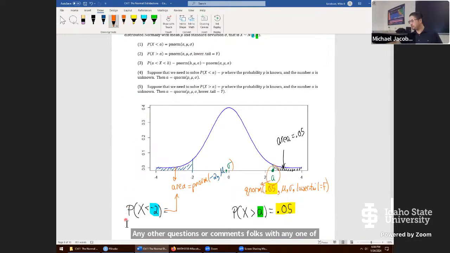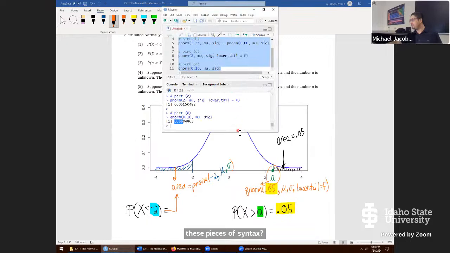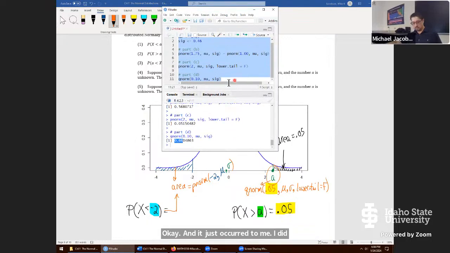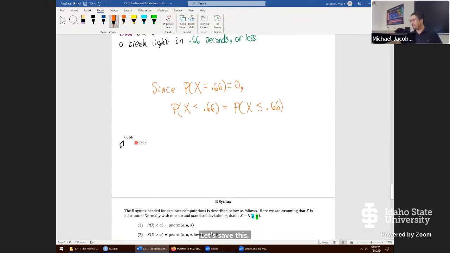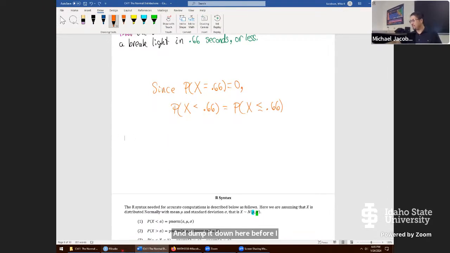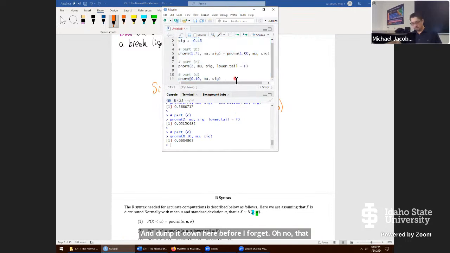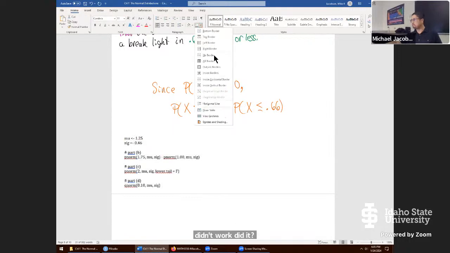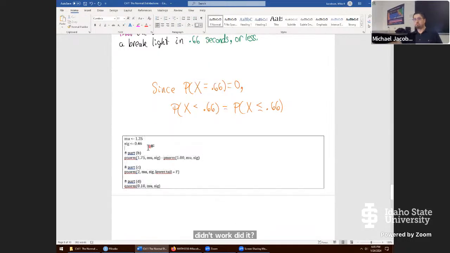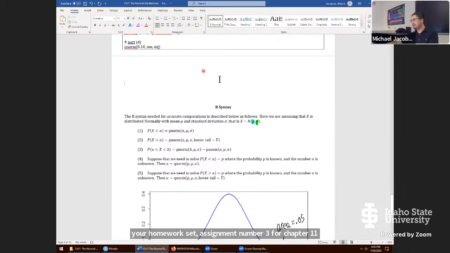Okay, and it just occurred to me, I did forget one thing. Let's save this syntax and dump it down here before I forget. Oh no, that didn't work, did it? Okay, so essentially, this is what you would be doing for your homework set, assignment number 3 for chapter 11. This kind of stuff to calculate probabilities.